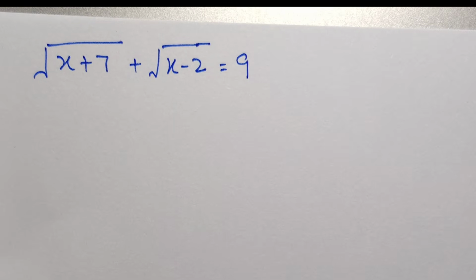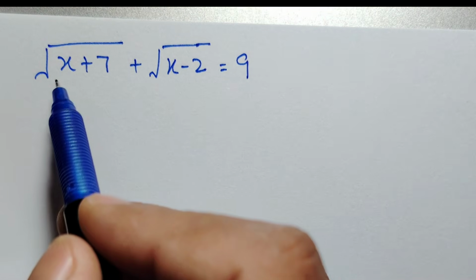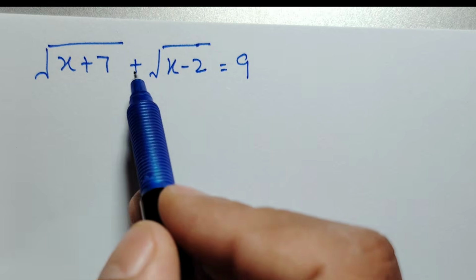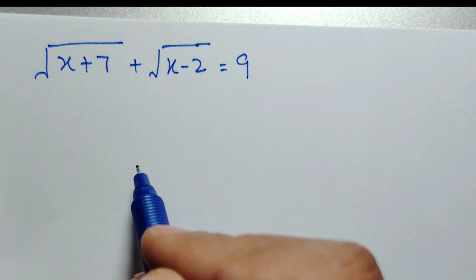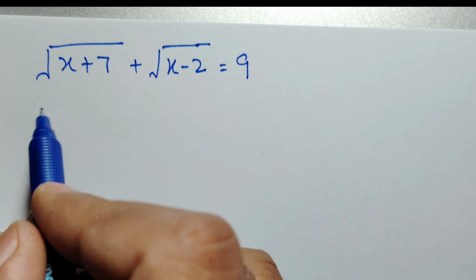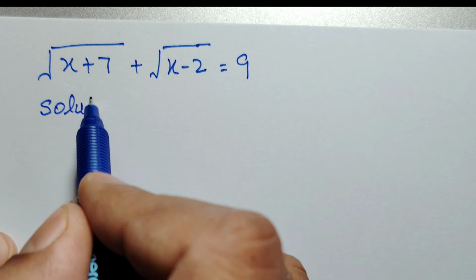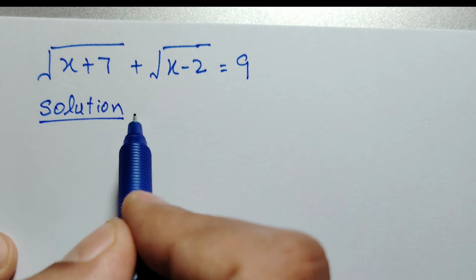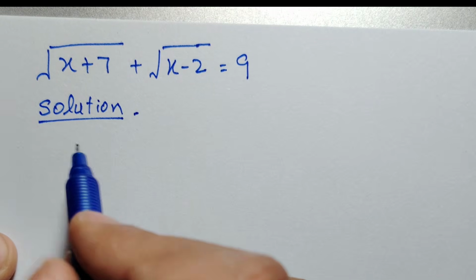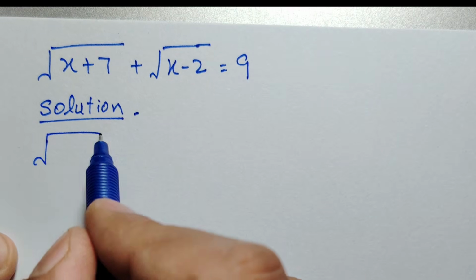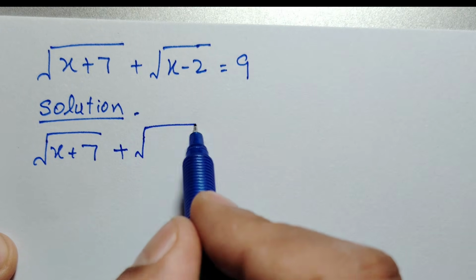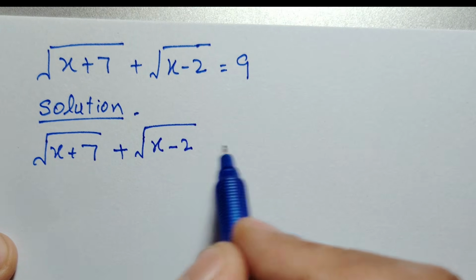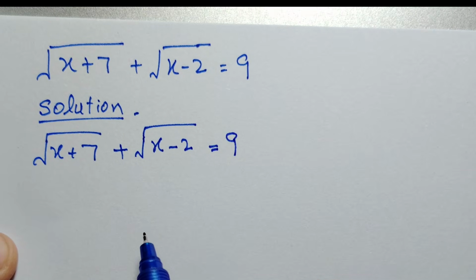Let's solve a quick and interesting math puzzle together. Today we have the question in which square root of x plus 7 plus square root of x minus 2 is equal to 9. Now we are going to solve this equation. Now the solution is square root x plus 7 plus square root x minus 2 is equal to 9.